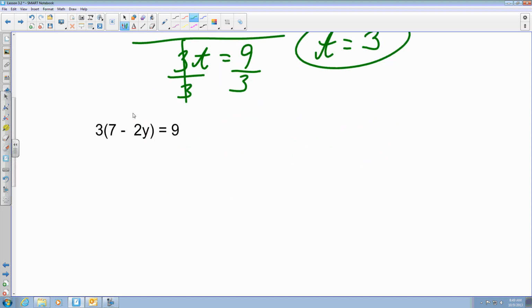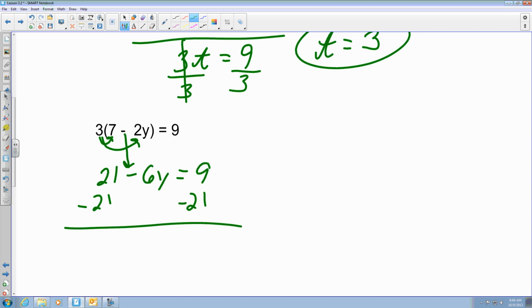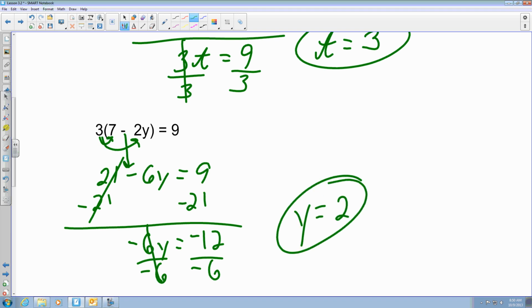Looking at the second example, we have parentheses, so we must use the distributive property. So I'm going to go here, so that's 21 minus 6y equals 9. I'm going to subtract 21 from both sides, so that cancels out, so I'm left with negative 6y equals 9 minus 21, which gives me a negative 12 here. So I'm going to divide both sides by negative 6, and my y is going to give me a positive 2.